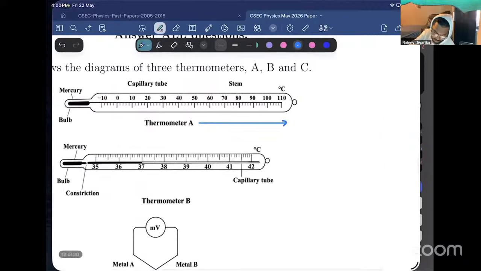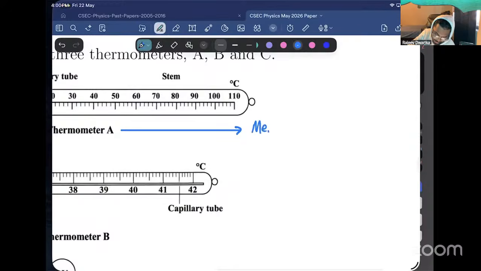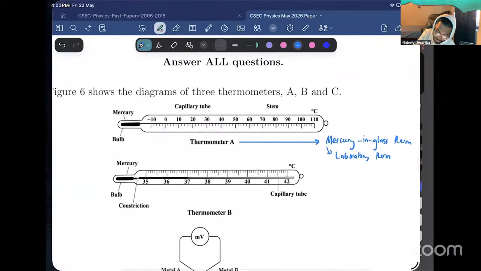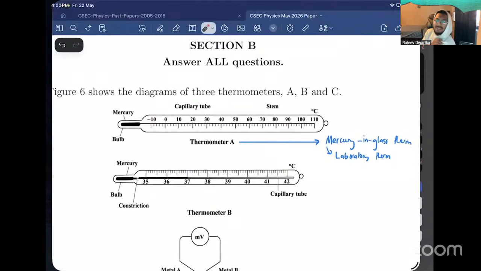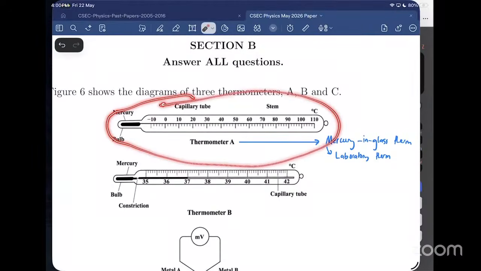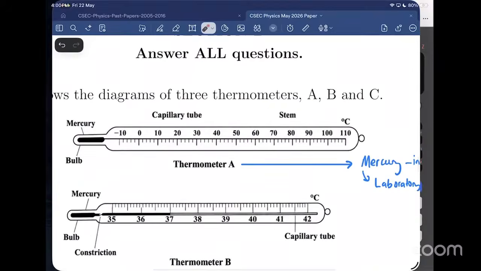So this one is clearly, well, if we're being vague, a mercury in glass thermometer. You could also say it's a laboratory thermometer. But why are we saying that though? Guys, if you didn't know any better, you might say it's a clinical thermometer.